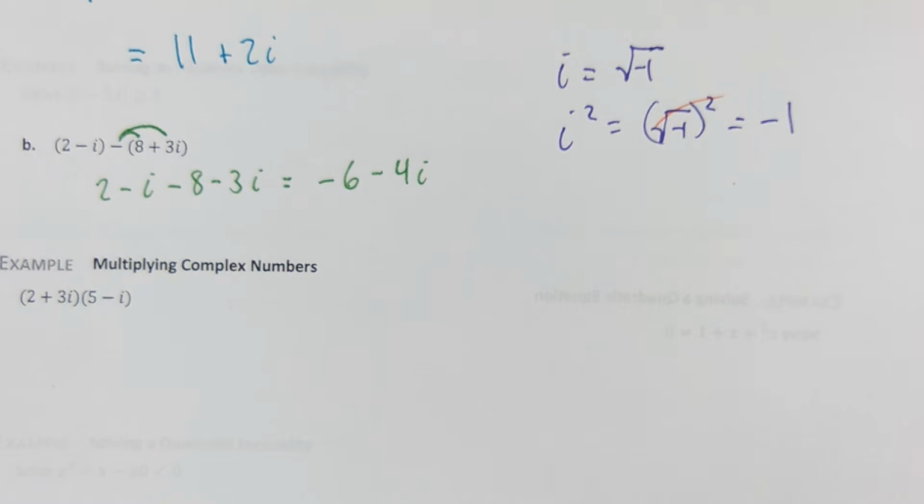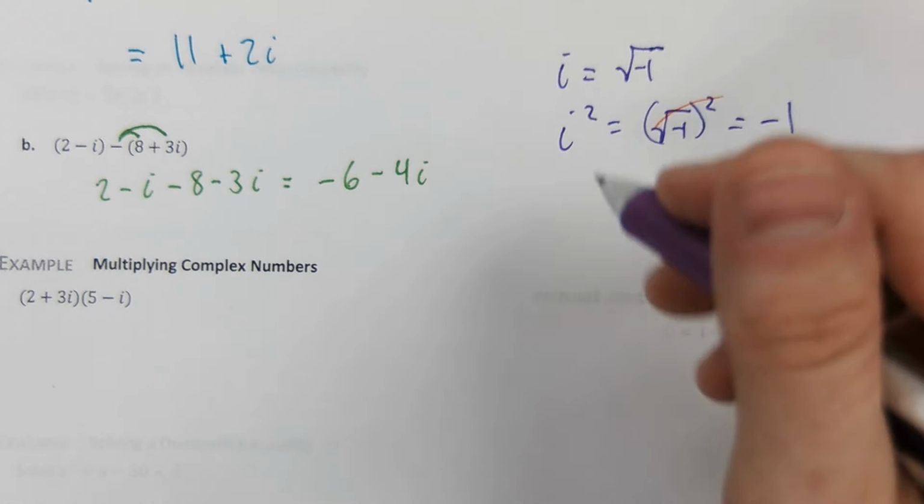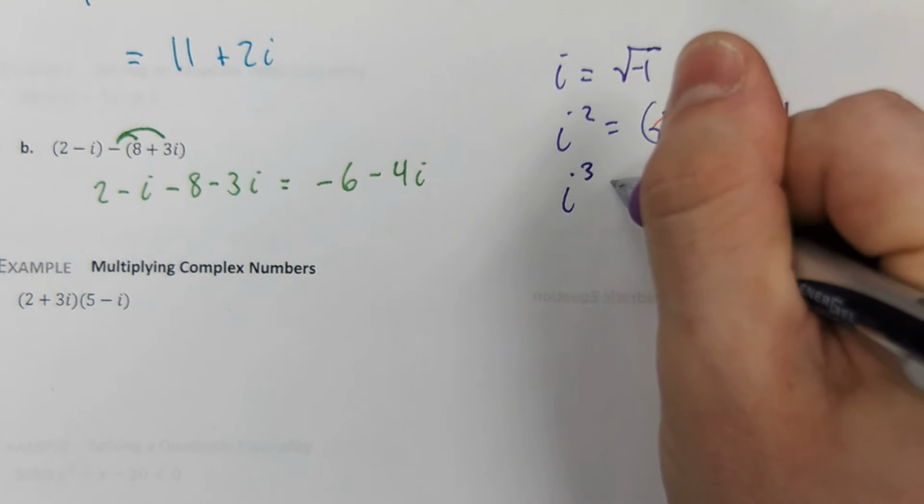Let's be clear about this. i is not a negative number. i is the square root of negative 1. i squared is a negative number. Okay? So if i is just i, the square root of negative 1, but we'll represent it with i, and i squared is negative 1, then what is i cubed?